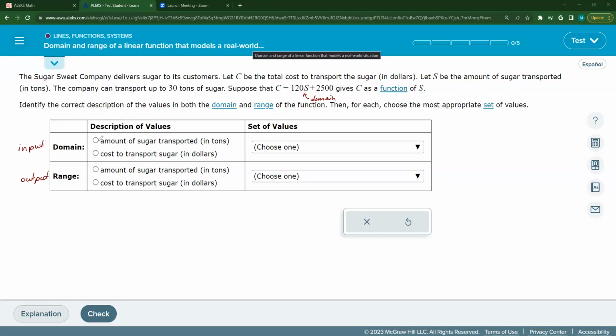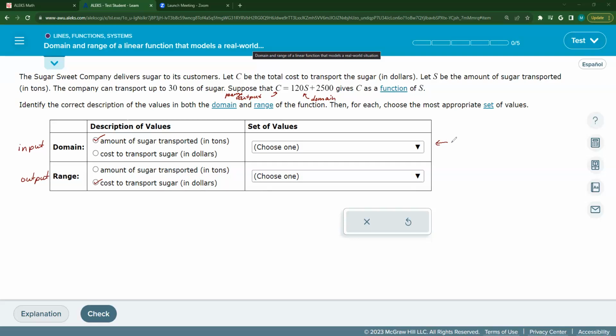So the first thing you're going to do is start with checking the domain, and that is the amount of sugar. And then the range by process of elimination. If one is the domain, the other is the range, but the range is the output. So this is the letter that's by itself, so it's the output, which is the range. Okay, so that will be the cost to transport the sugar.